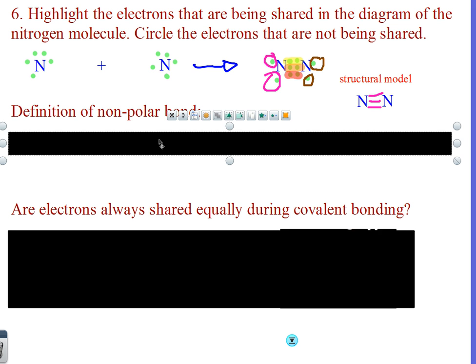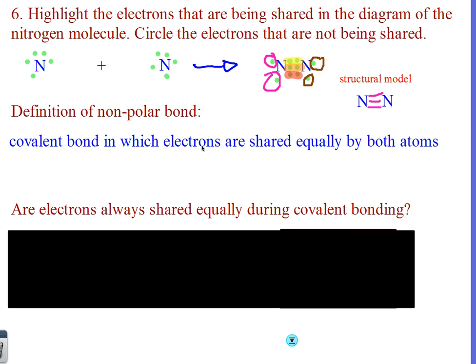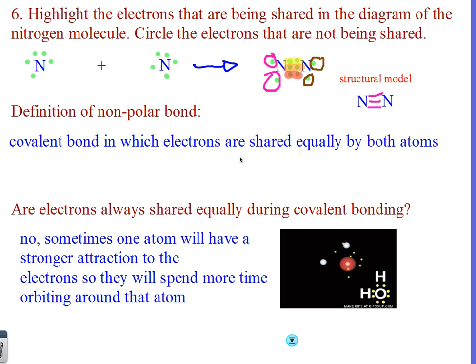All right, definition of nonpolar. This should be a review. Covalent bond in which the electrons are shared equally by both atoms. So the question is, are electrons always shared equally during covalent bonding? And if you need to, pause and look it up, but we should be somewhat familiar with the fact that no, they are not. Sometimes one atom will have a stronger attraction, we've called that electronegativity, to the electrons, and so the shared electrons spend more time orbiting around that atom than they do around anything else, and it causes a slight charge. Now, overall, the molecule is neutral.